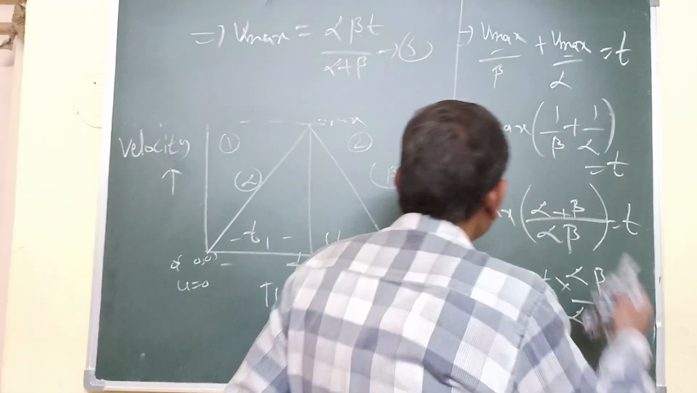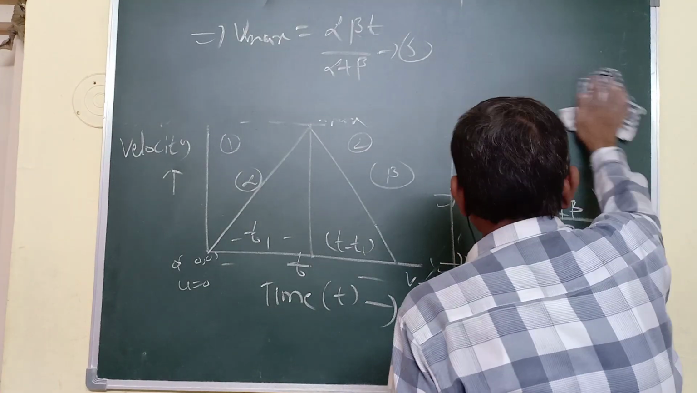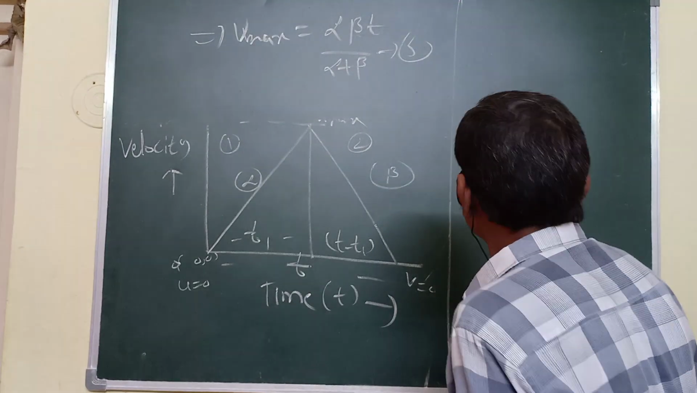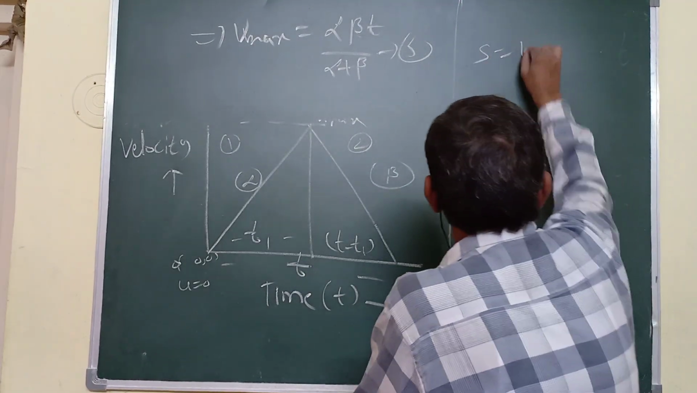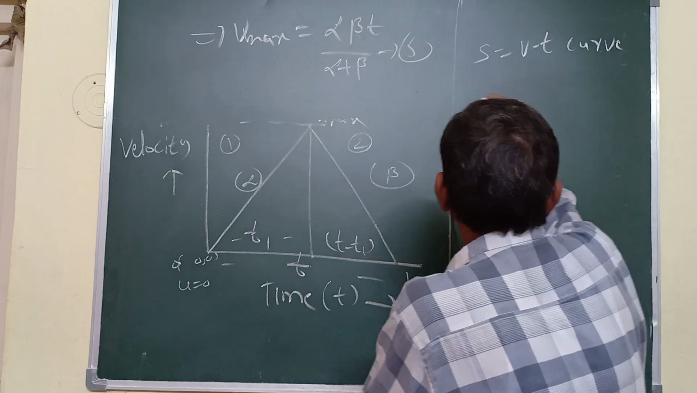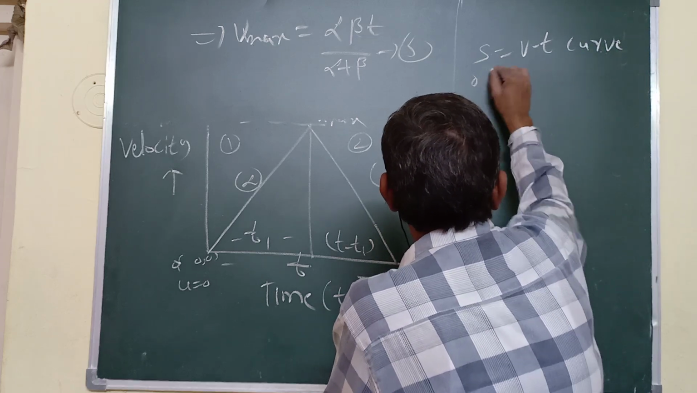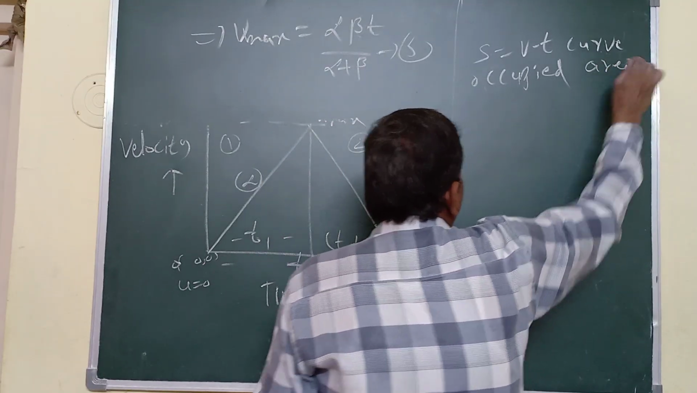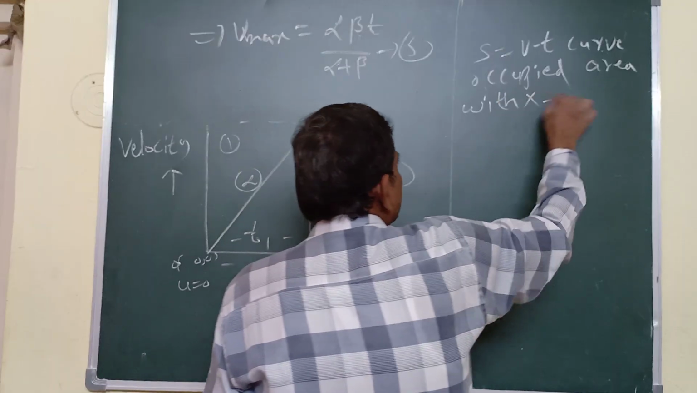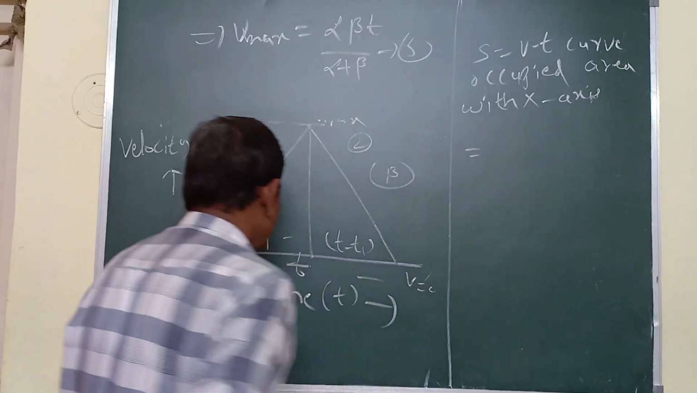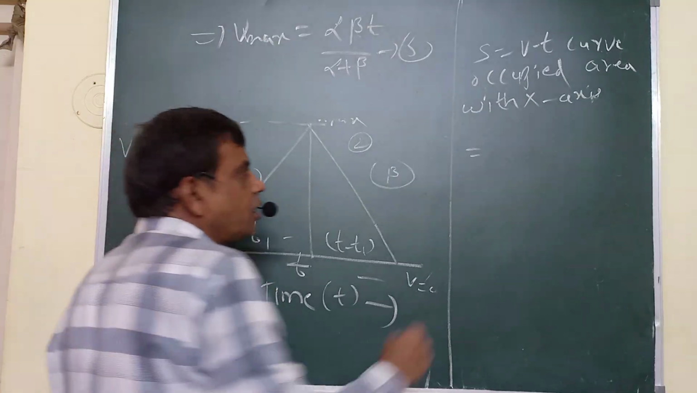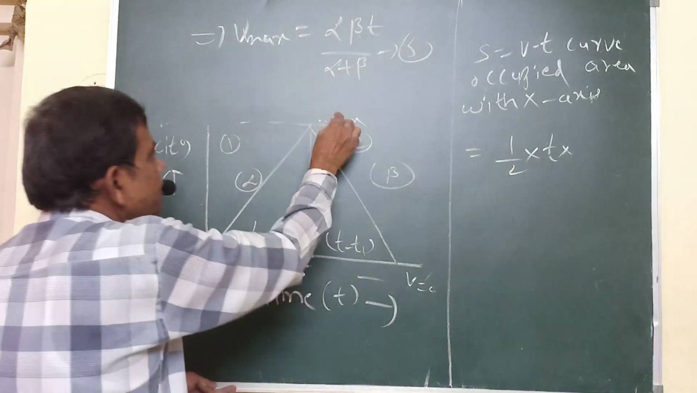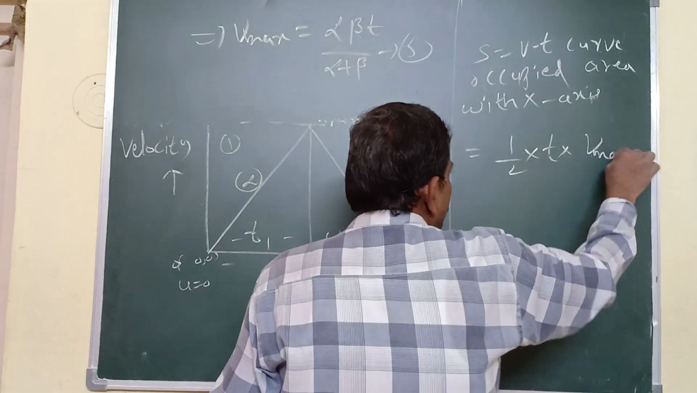So the first thing is completed. What is the second thing? The second thing belongs to area. Now what is the area? S equals what? The VT curve occupied area with the x-axis, that is called displacement. Now what is the formula for the area of the triangle? Half into b into h. Here what is the b? Time. Here what is the height? Maximum velocity. So that is the displacement.